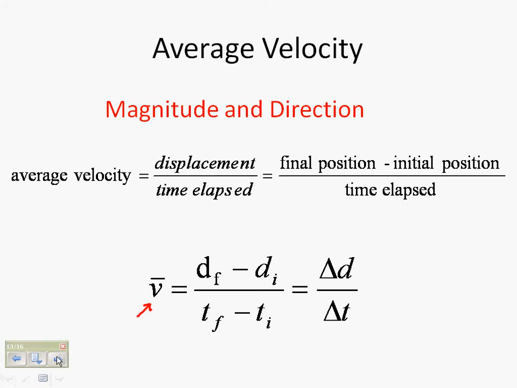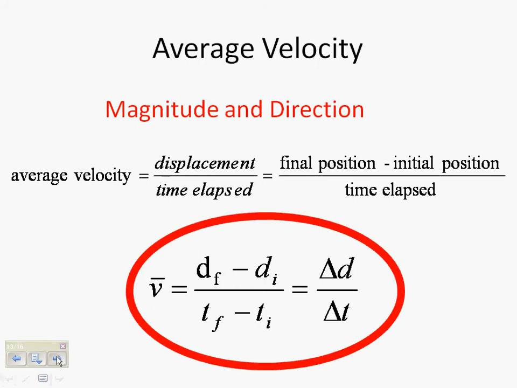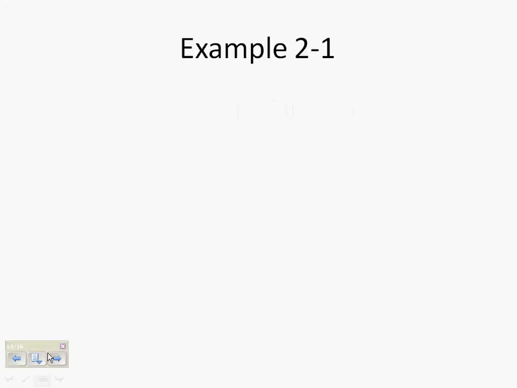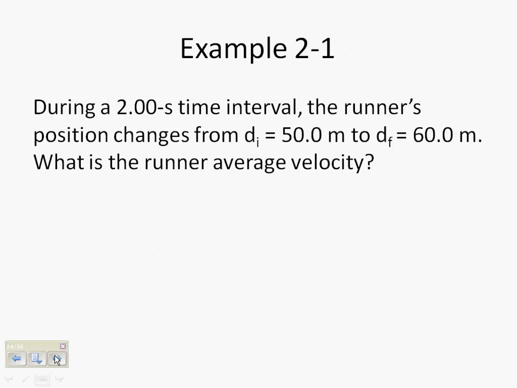I will be giving you an equation sheet in class next time I see you. So you'll have this right in front of you. Let's work an example. Our first example. During a 2-second time interval, the runner's position changes from 50 meters to 60 meters. What is the runner's average velocity?